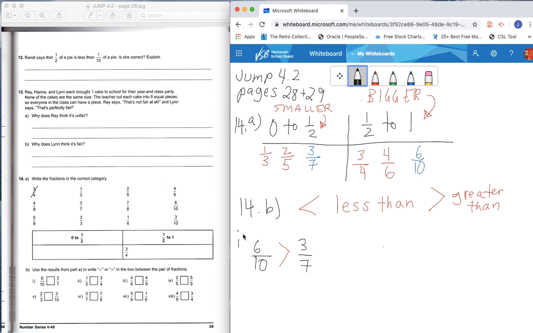All right, let's do the second one together. So we have 1/3 and we have 3/4. Okay, so 1/3 is here and 3/4 is here. So this is the bigger one, so we're going to write 1/3 is less than 3/4.